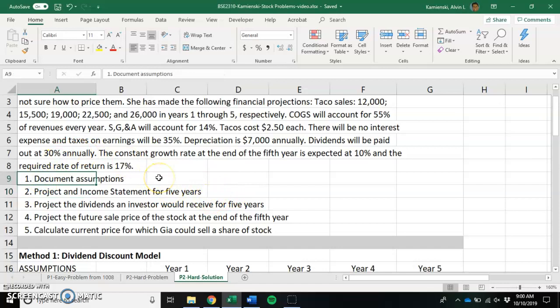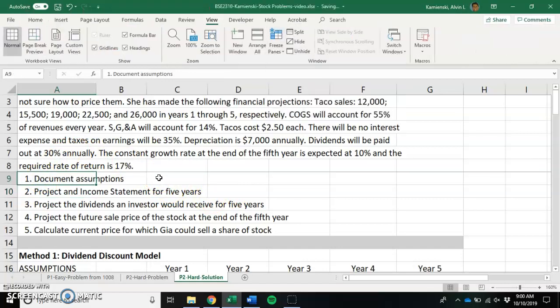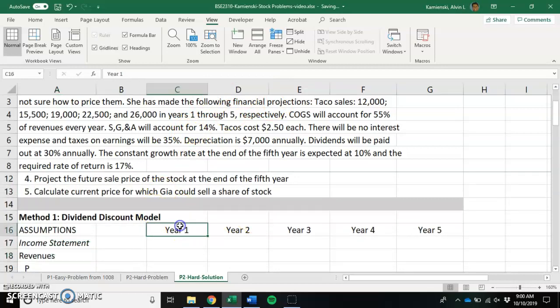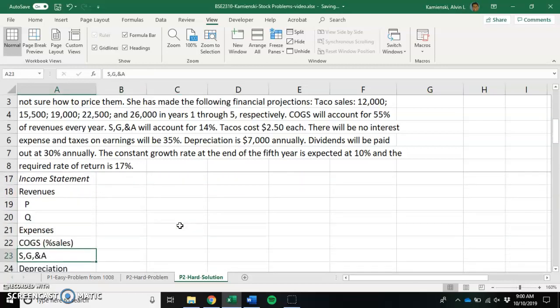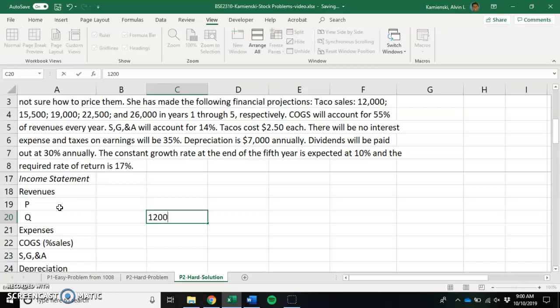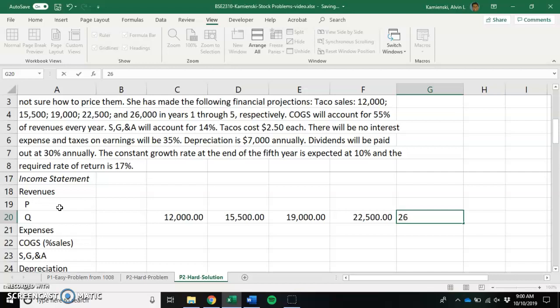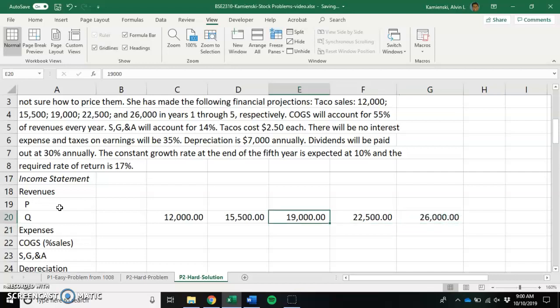So let me lay it out for you together. First thing I'm going to do is freeze panes so that we can look at what some of these assumptions are and how to document them. First thing I saw was there are 5 years, and now I want to look at how GIA is actually going to make money. So it looks like she's going to sell tacos. And from microeconomics, you learn that price and quantity is total revenues. So let's key in the 12,000, the 15,500, the 19,000, the 22,500, and the 26,000 tacos she plans to sell.